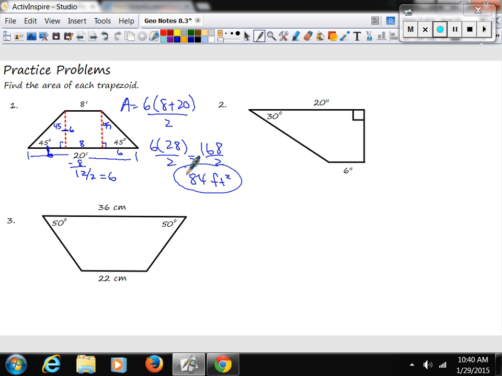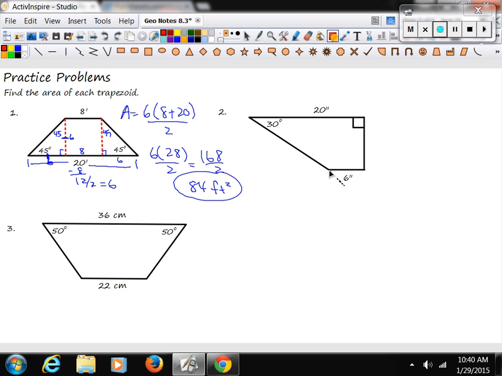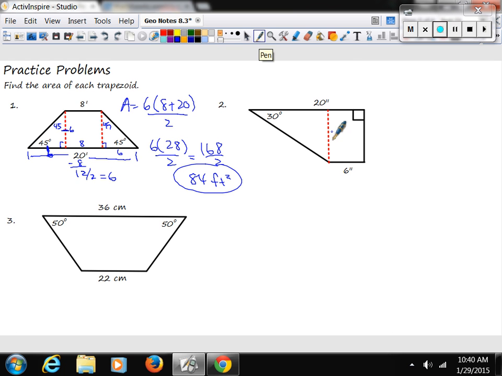Second one. Again, I'm going to bring an altitude straight up here. Even though this is an H, this is also the H. But I don't have it in either place. So I have to figure out what that altitude is. I've got a right triangle, which will help me.